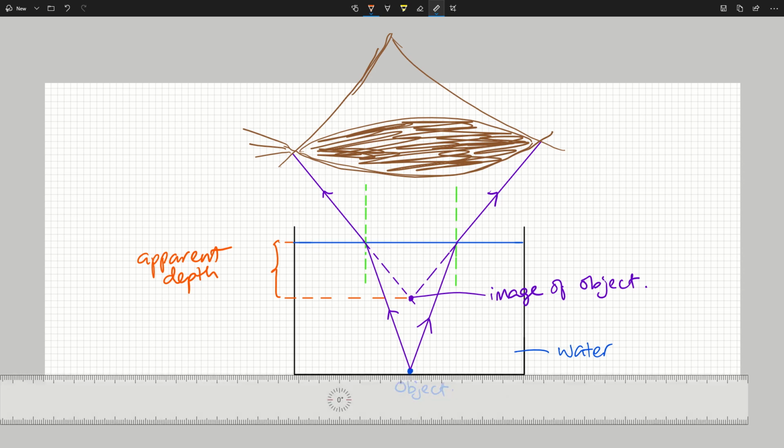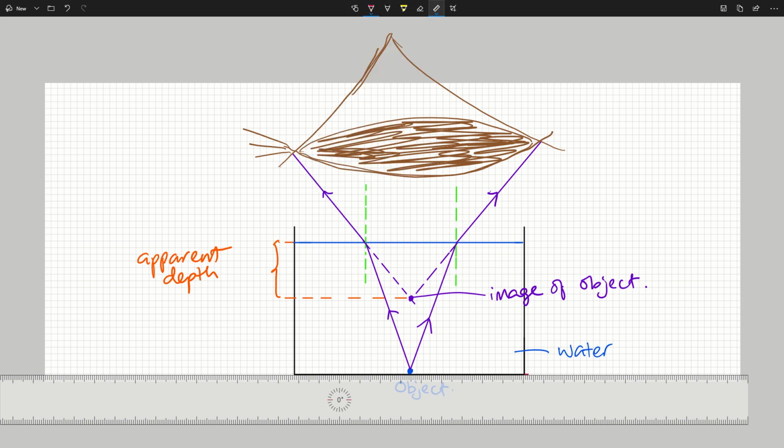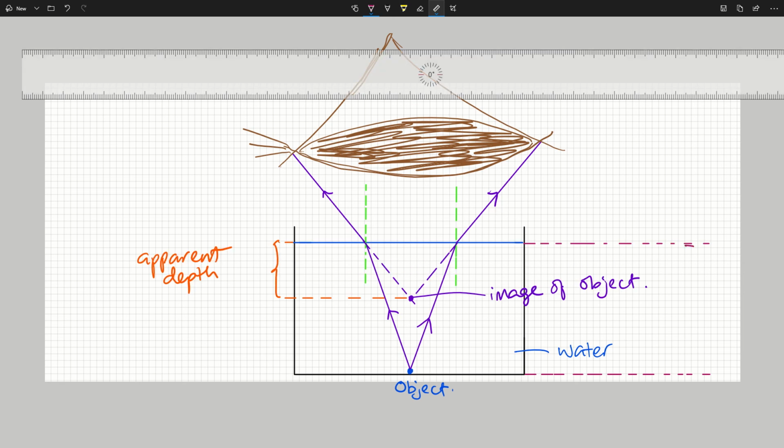And where the object is, is what we call the real depth. Right? It's the real depth. Okay, one is real, one is apparent. Hence you call it where the image appears to be.